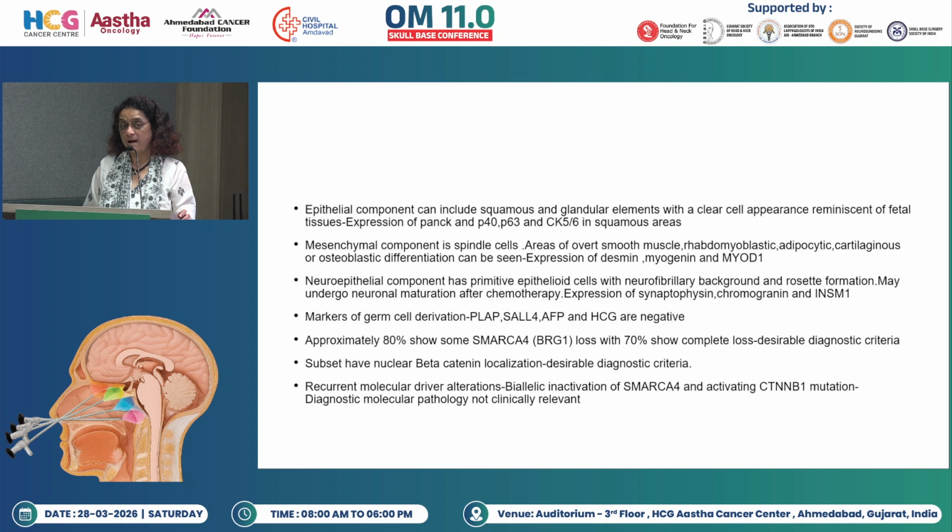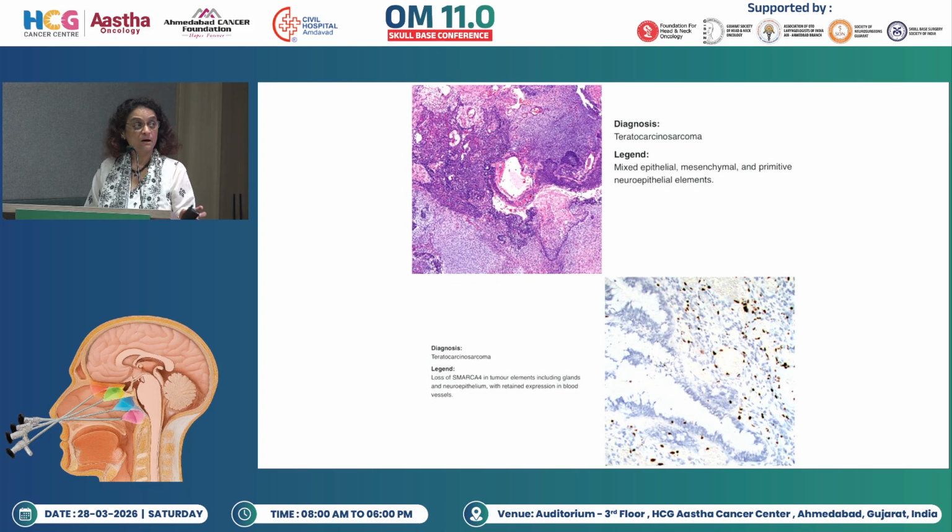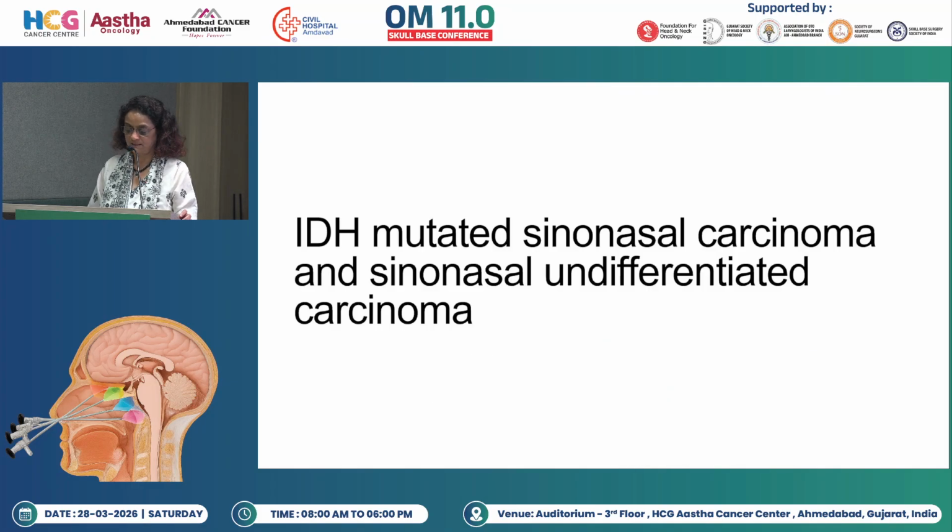This shows SMARCA4 loss, but as I told you in the previous tumor also, there can be SMARCA4 loss. So it's the morphology that determines it: if you have the presence of these mesenchymal elements and neurofibrillary matrix, then you go for a teratocarcinosarcoma. This is how teratocarcinosarcoma looks like, which has epithelial, mesenchymal, neuroepithelial elements and loss of SMARCB1.